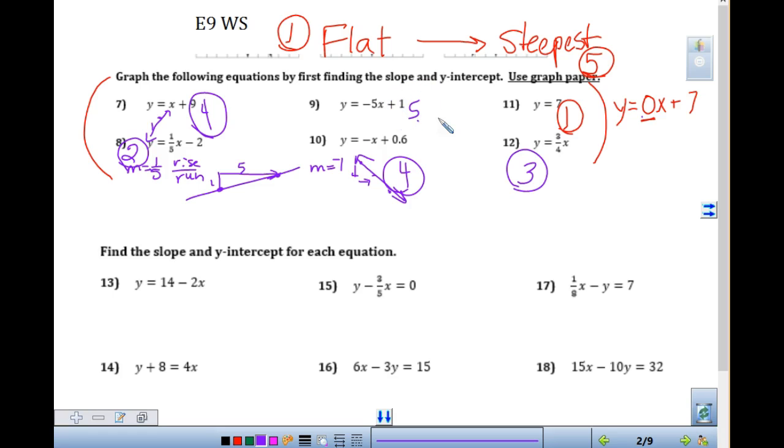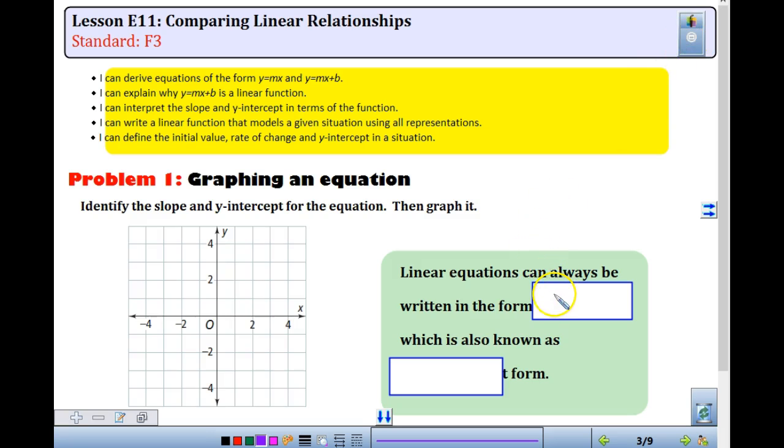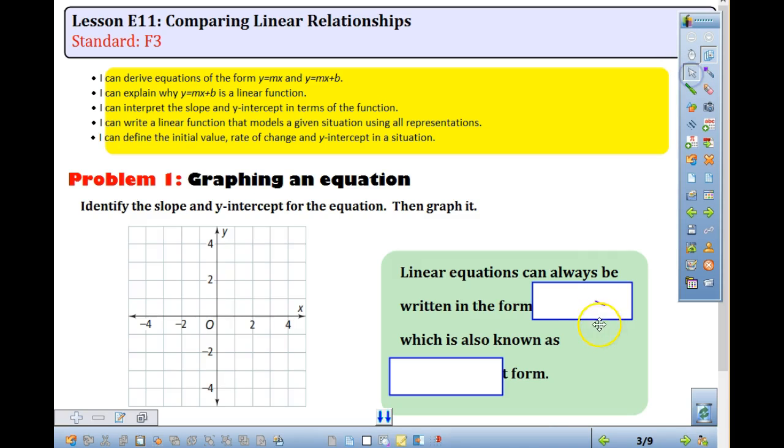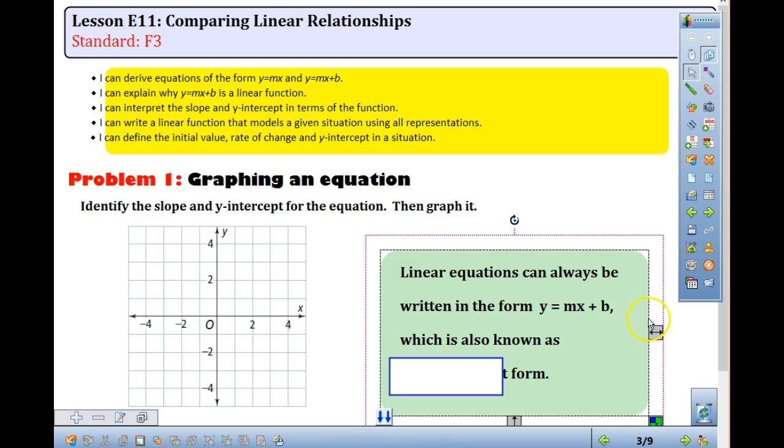So when you are looking at these, M tells us steepness, right? So during class today, as I look at 33, you can look at your I can statements up above. It says identify the slope and y-intercept, then graph it. So first thing over here, we're going to fill in this vocab. Linear equations can always be written in the form, and the form that I'm looking for is that we are going to write them as y equals mx plus b. So please write that first part, y equals mx plus b.